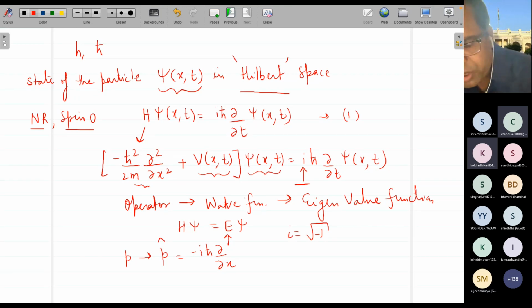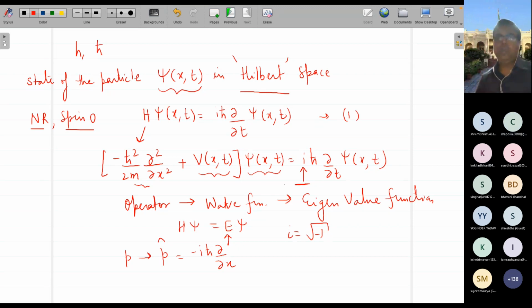What about psi(x,t) itself? Is it a real number? Is it a complex function or what? It can be a complex function. Psi(x) itself is real, but psi(x,t) can be a complex number as well, right? So one thing which clearly comes out: the complex number is inbuilt into this quantum mechanics.